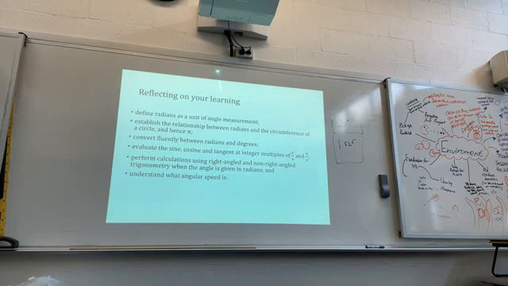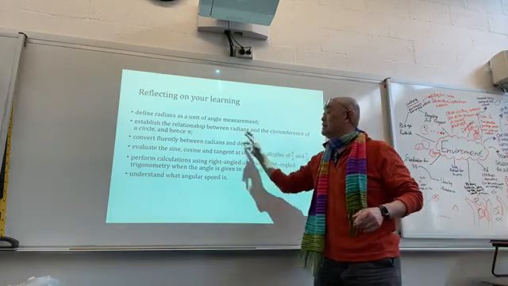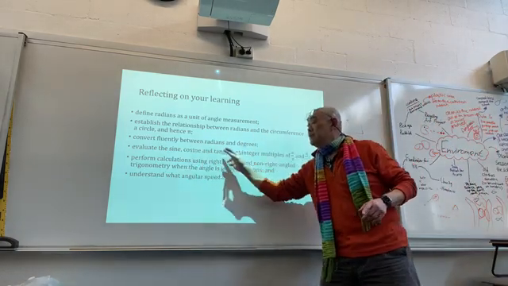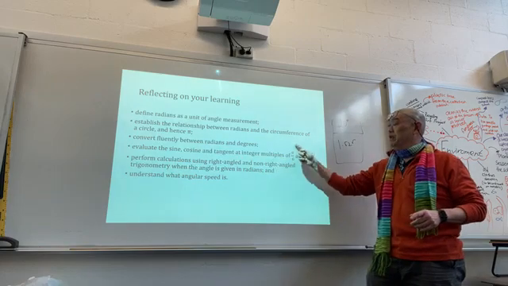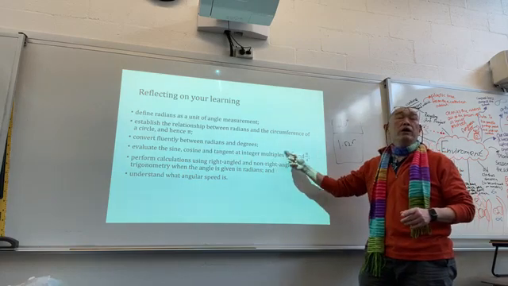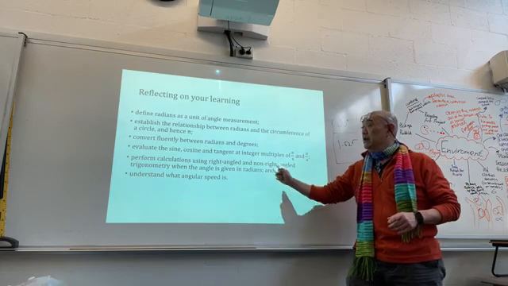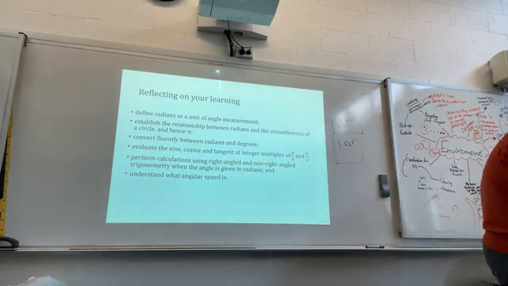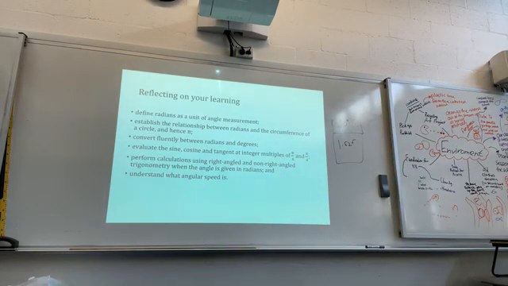And just quickly reflecting on your learning, you should know how to define radians as a unit of angle measurement. You should be able to establish the relationship between radians and the circumference of a circle, and therefore it is pi. And think about how you convert between radians and degrees. Sine, cos, and tangent, and integral multiples of pi over 6 and pi over 4. We'll do a little bit more of that next week. And then do your trig calculation based on radians. And finally, understand what angular velocity or angular speed is.